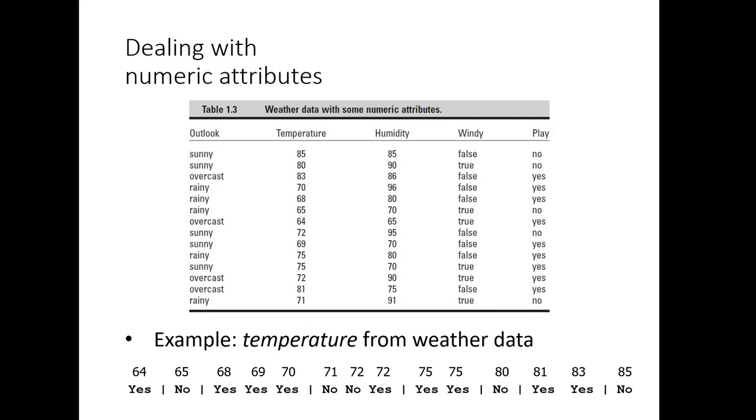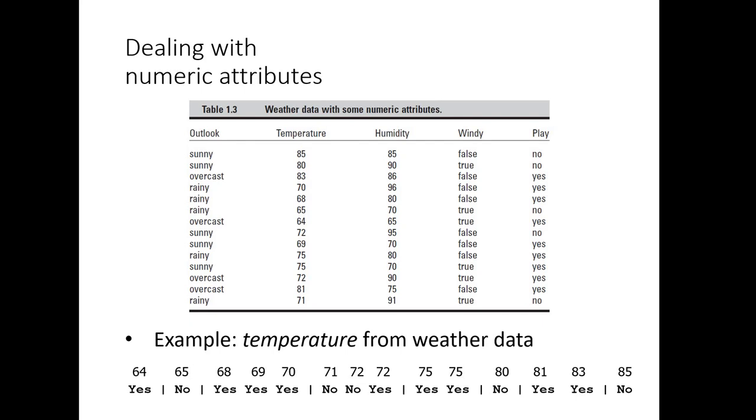70, again 70 yes, right? We have 70 yes. Then 80 yes, again 80, right? 80 yes. 70 yes. 90 yes. 75 yes. 75 yes. 91 no. We have 91 no. Right, I will make it clear.